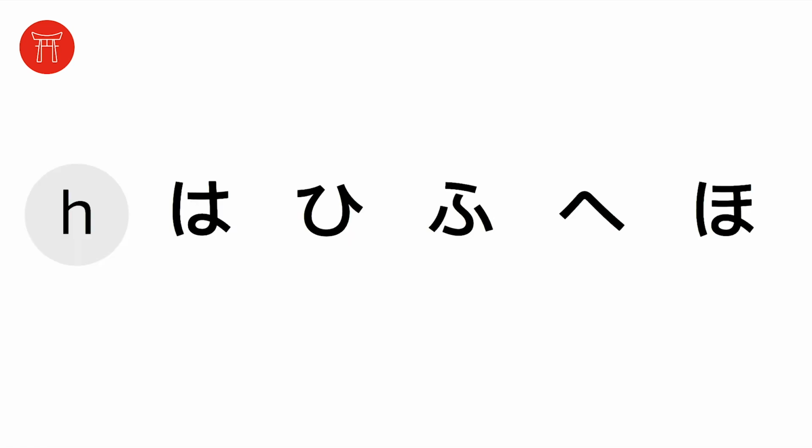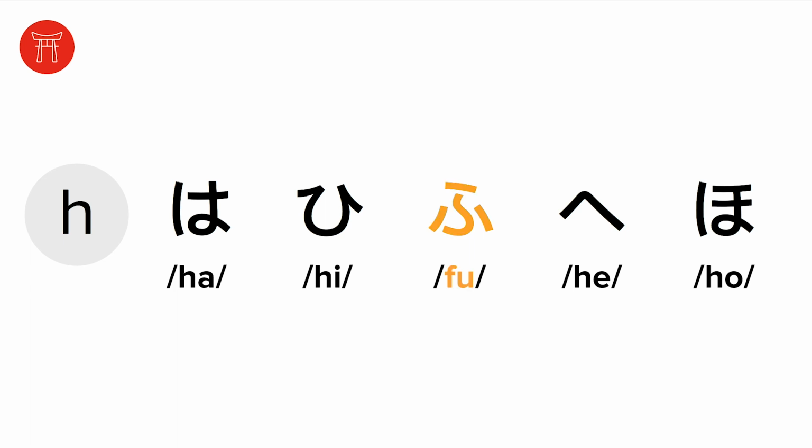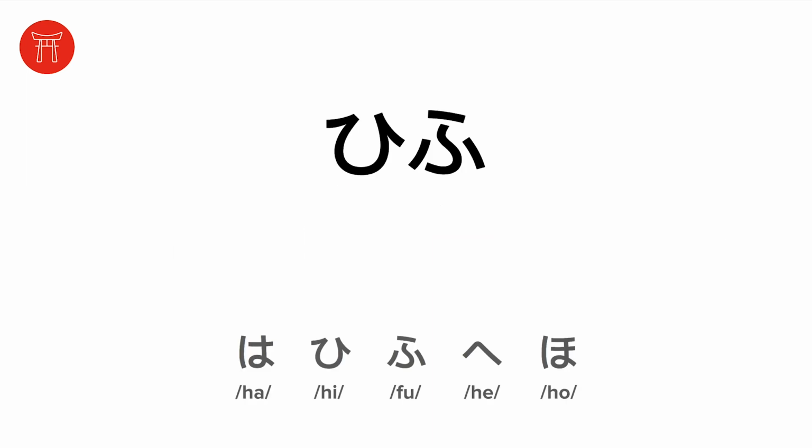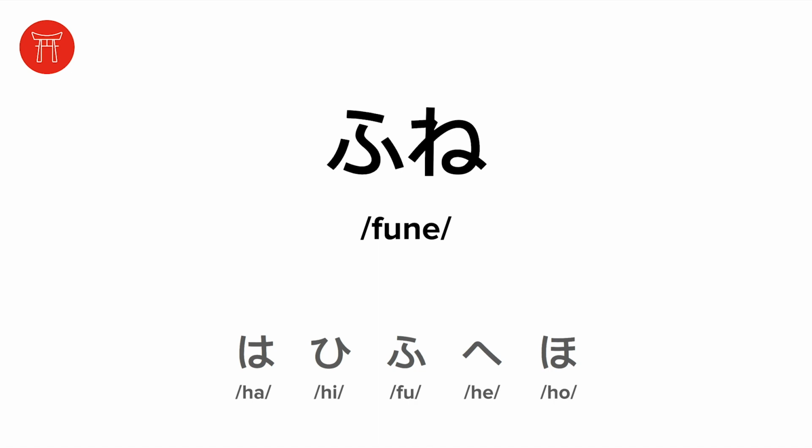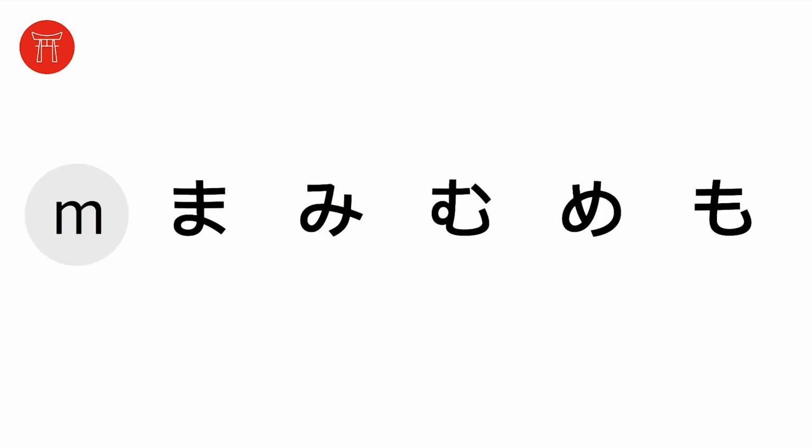The next row is ha, hi, fu, he, ho. Note that fu is often spelled out as the letters F and U in Romaji, but the pronunciation is different from the English F. Pretend you are blowing out candles. That's how you pronounce fu. Let's practice. Hi, fu, hifu, skin. Fu, ne, fune, ship.